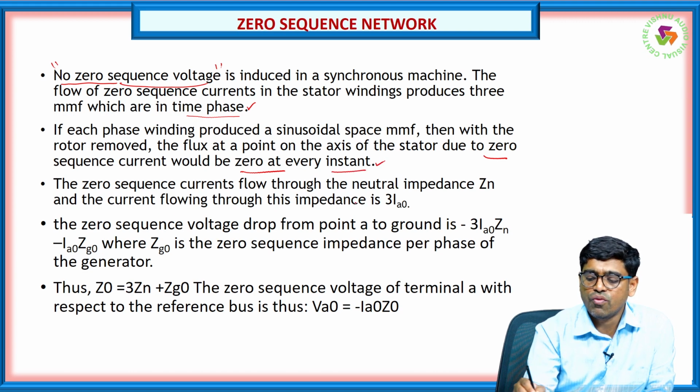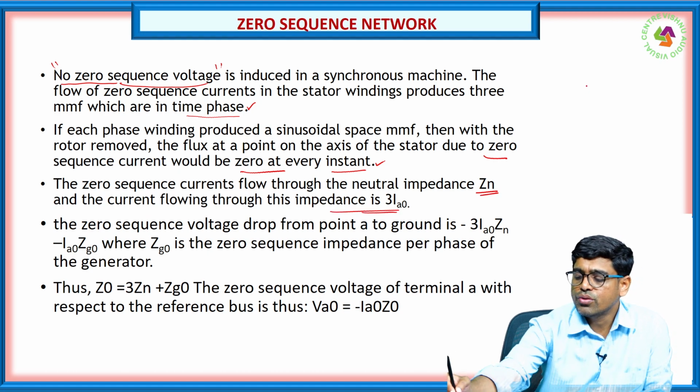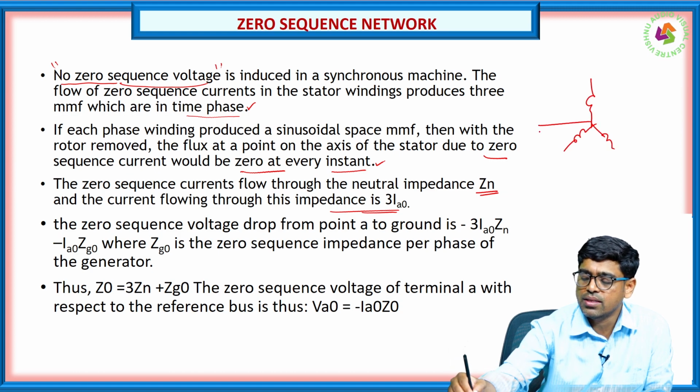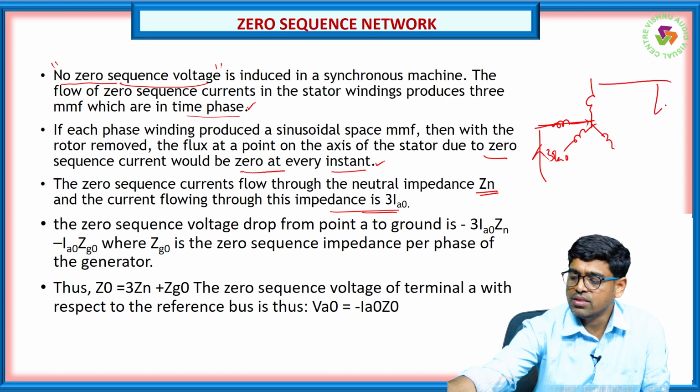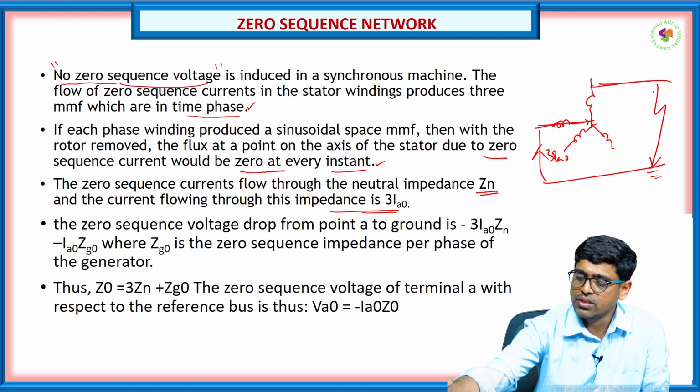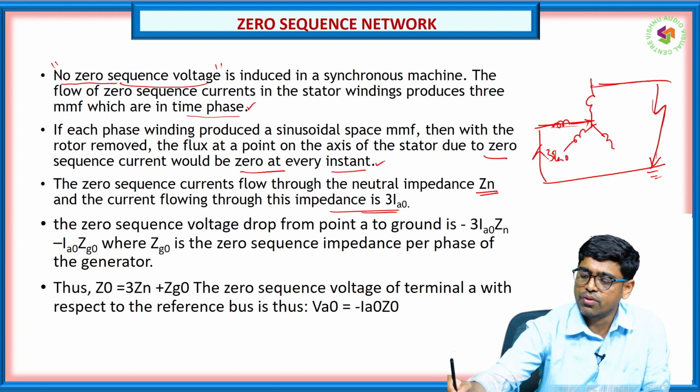The zero sequence current flows through the neutral impedance, that is Zn, and the current flowing through this impedance is 3 times Ia0. So we can see that if this synchronous machine is grounded like this, then 3 times Ia0 of current will flow through this neutral if a fault occurs like this. So current will flow from this to neutral, like this.